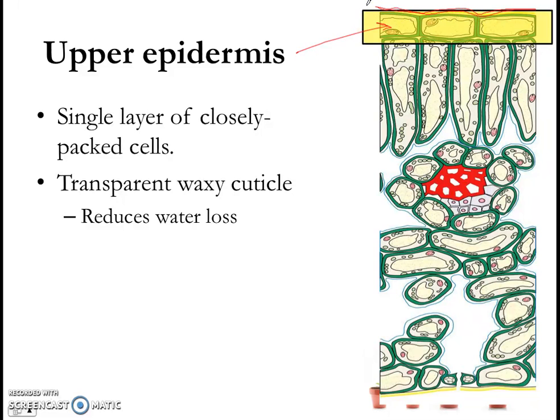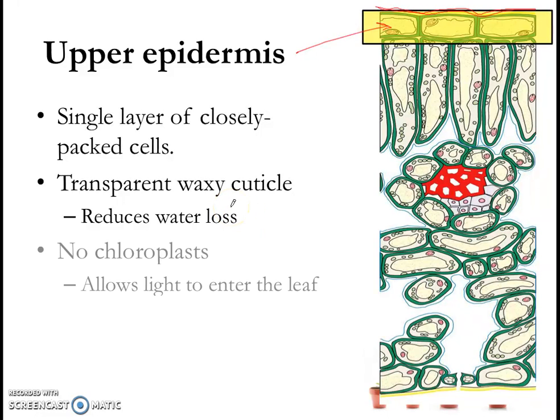layer of wax. Now wax is waterproof. It doesn't allow water to pass through. So it helps the leaf to reduce water loss. Without this waxy cuticle, it is possible for water to leave the leaf through the upper epidermis. Now with this waxy cuticle here, the water will not leave the leaf through the upper epidermis. Alright, so this reduces water loss, and that's important because the leaf needs water for photosynthesis.